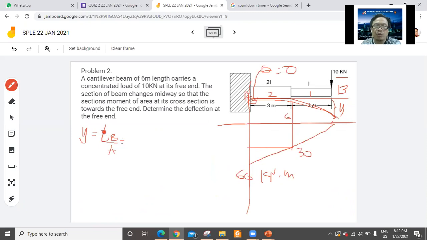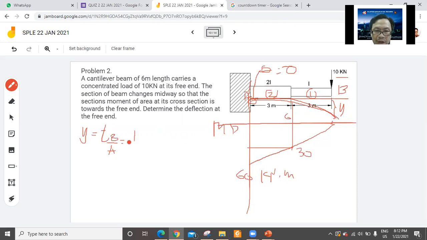And then how are we going to calculate? It's just the area of this moment diagram. Ito yung moment diagram, okay? Ang area lang nito. But first, we are going to separate the section 1 and the section 2. Kasi nga dito, EI. Only I. Here, 2I. Okay? So, we calculate first for number 1.